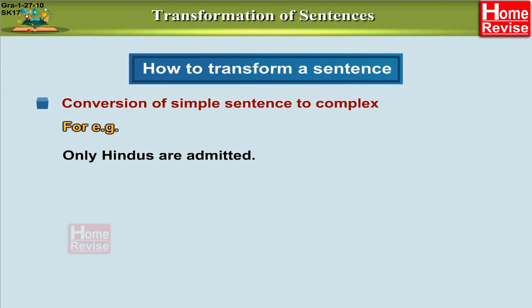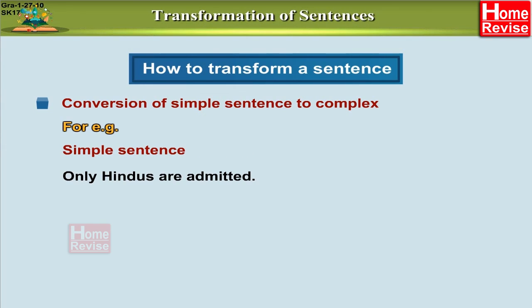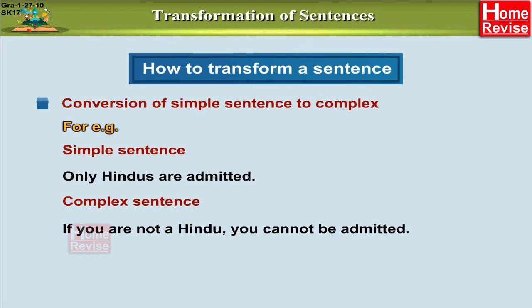Only Hindus are admitted. Here again, this is a simple sentence wherein only Hindus is the subject, are admitted is the predicate. So the complex sentence will be, if you are not a Hindu, you cannot be admitted. Here, if you are not a Hindu is a subordinate clause and you cannot be admitted is the main clause. If is the subordinating conjunction which introduces the subordinate clause.